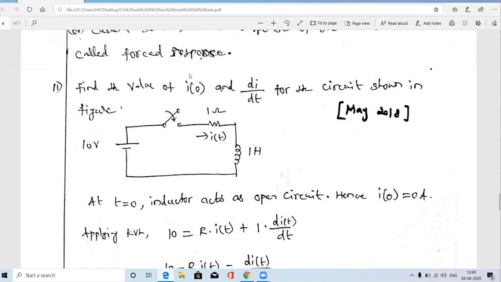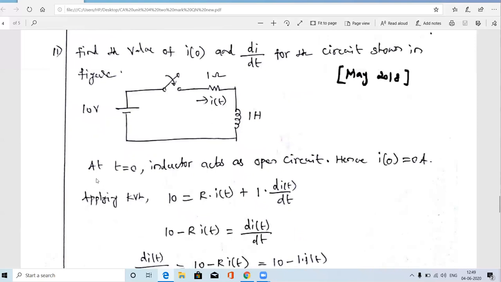Here the question is to find the value of i(0). What is i(0)? It is the current at time t equal to 0, and di(t)/dt, that is the rate of change of current, we have to find out. At time t equal to 0 we close the switch. When you close the switch, the current flowing through the inductor does not change instantaneously; it varies slowly. So i(0) is 0 amps, the initial current flowing through the circuit at time t equal to 0.